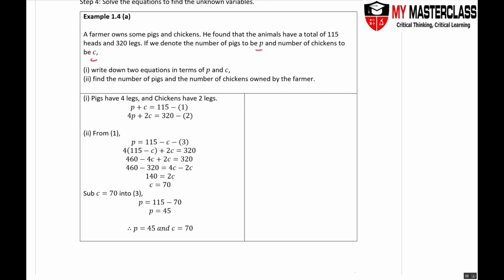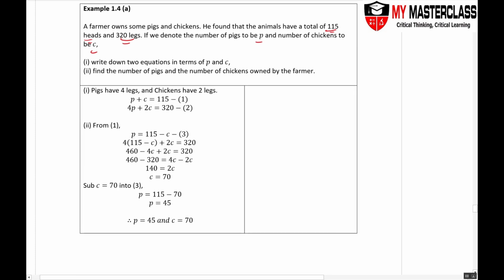The information given to you is that there's a total of 115 heads and 320 legs. You have to use this information to form two equations to solve for your two variables, P and C. Part 1: write down two equations in terms of P and C. Since there is a total of 115 heads, and each animal only has one head, P plus C equals 115. Since pigs have 4 legs and chickens have 2 legs, 4 times P plus 2 times C is 320, which is equation 2.